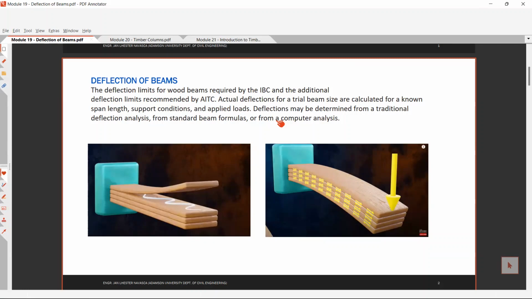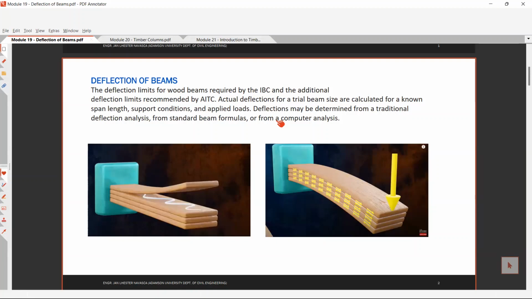As you can see, the factors that affect the actual deflections are the span length, the type of support or the support conditions, and the applied loads. Also, whether there is framing, whether it is fixed or pinned. And there are different ways to determine the actual deflection.